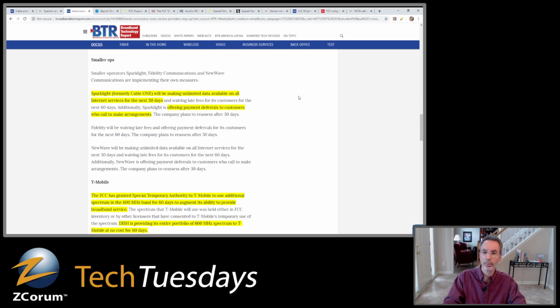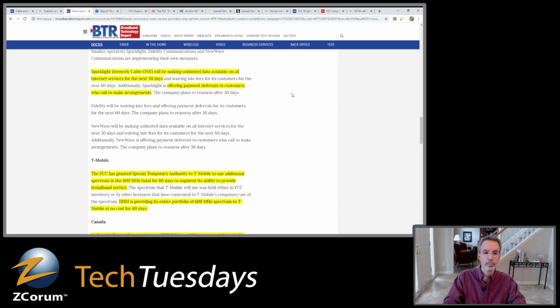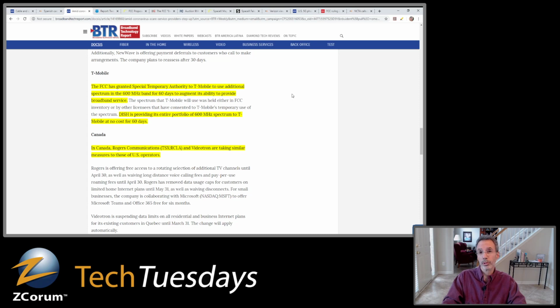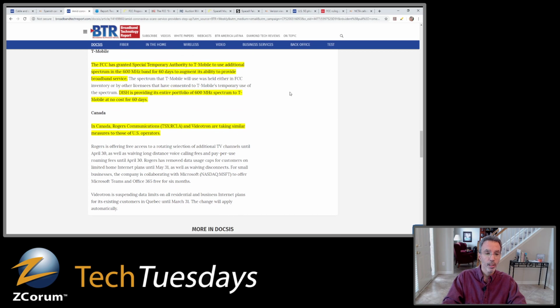And then smaller operators, you know, there's a huge list of operators that have signed up for this effort. Smaller ones, Sparklight, used to be Cable One, making unlimited data available on all their internet service plans, so you don't need to worry about overages. Also deferring payment, people that can't make payments, deferring that if they make arrangements on that. T-Mobile, this is interesting. They've been granted the ability to use additional 600 megahertz spectrum for 60 days, and they've gotten some of that from Dish. Dish is providing their entire portfolio of 600 megahertz to T-Mobile so that they'll have additional spectrum to be able to handle the demands of broadband during this time. And then Canada is doing similar things to what we're doing here. So again, lots of operators are stepping up in this time right now, which is great.